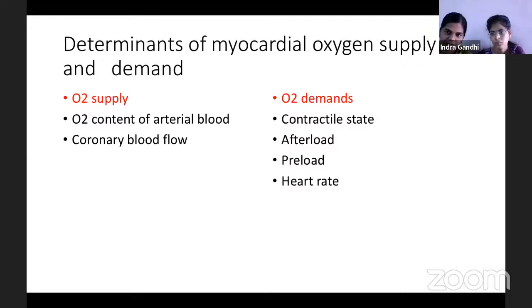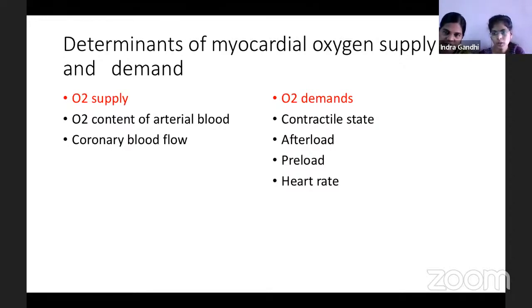Okay. So you mentioned here O2 supply, O2 content of the arterial blood. So what are the factors that determine O2 content of arterial blood? Hemoglobin, SaO2, PaO2, and cardiac output. So any other substance can reduce the O2 content of the arterial blood, like any inhibitors? What is the oxygen dissociation curve? Hypothermia, alkalosis. Yeah. So this methemoglobinemia.